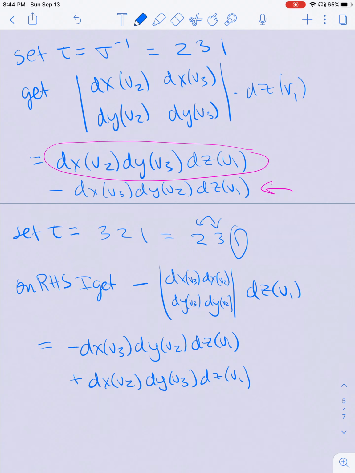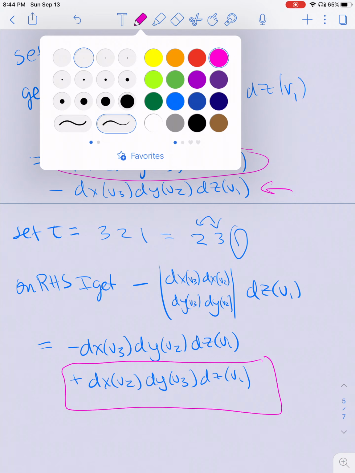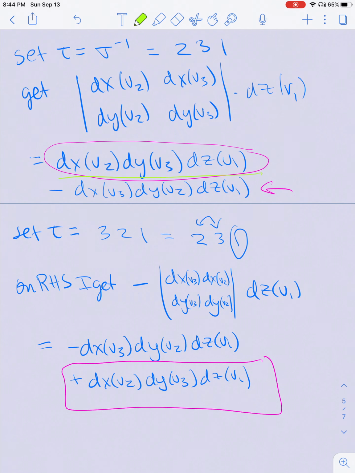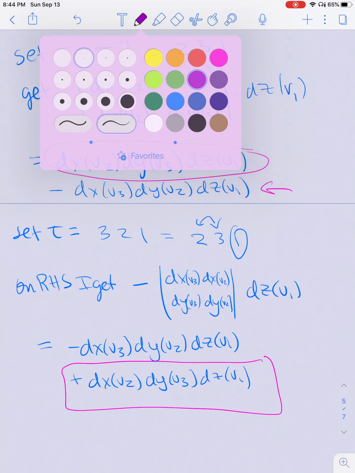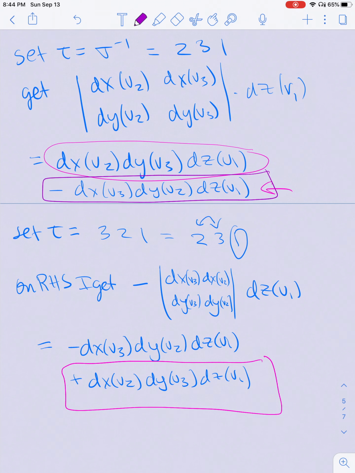that the terms from, sorry, I should do these all in the same color. These pink terms are all the same, and I now have these terms, which I'll outline. Actually, green doesn't look too good. I'll outline them in purple, and they have a negative sign.